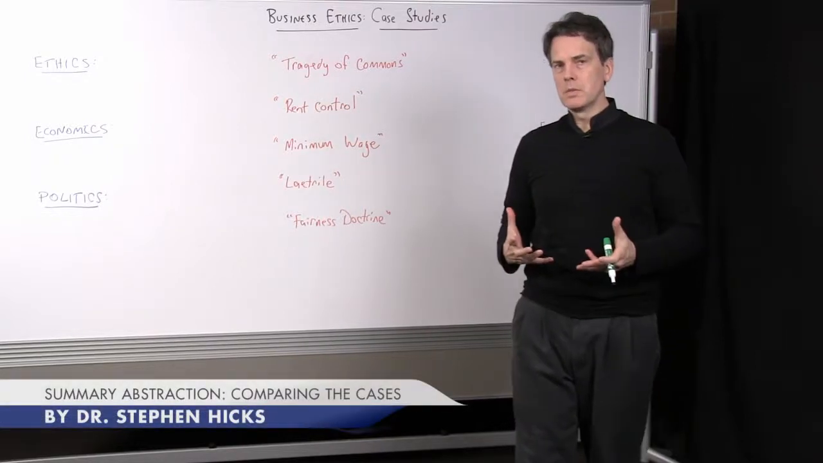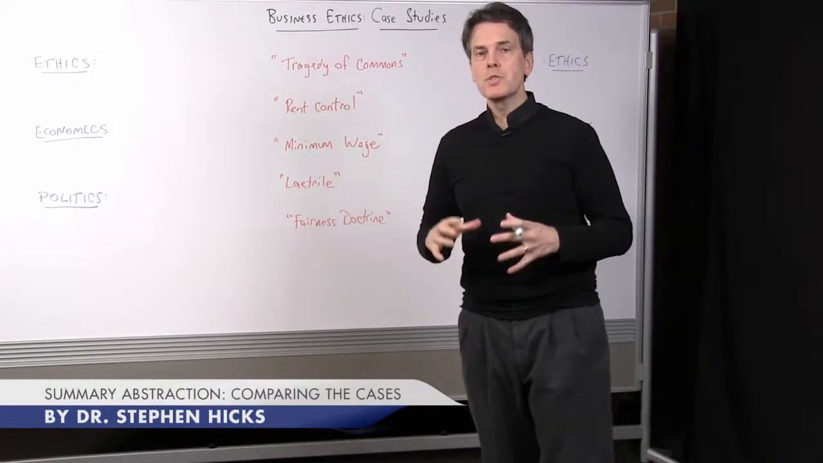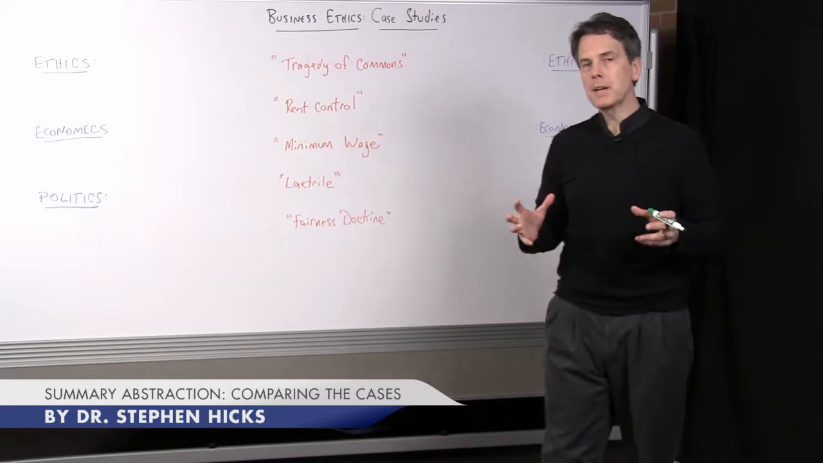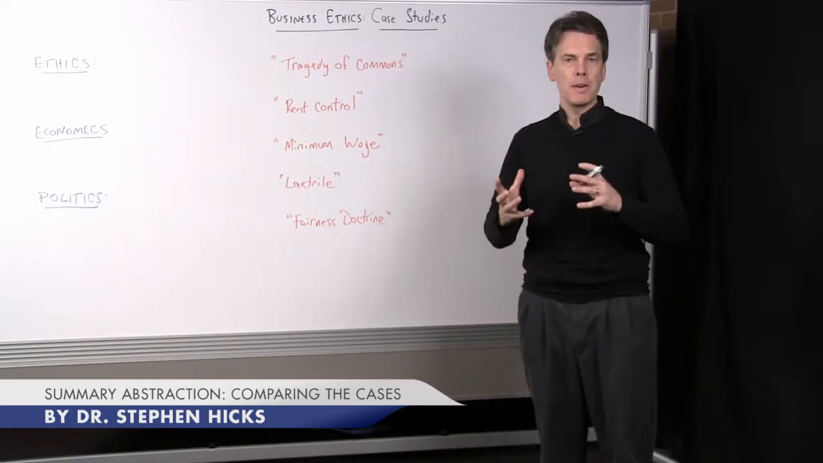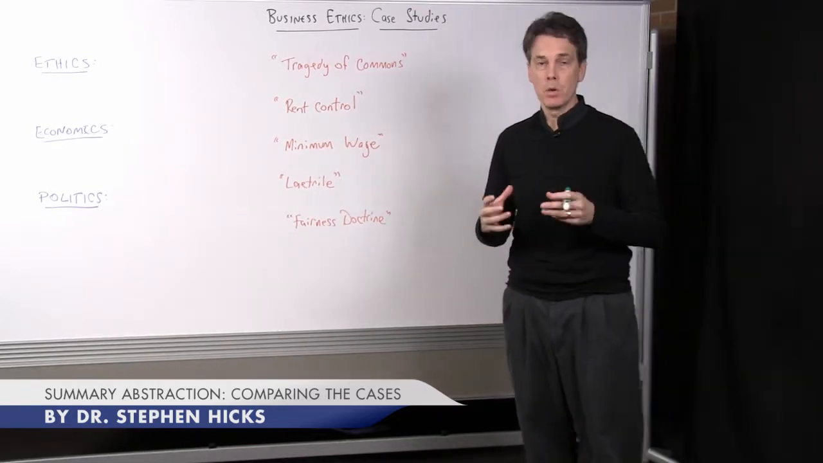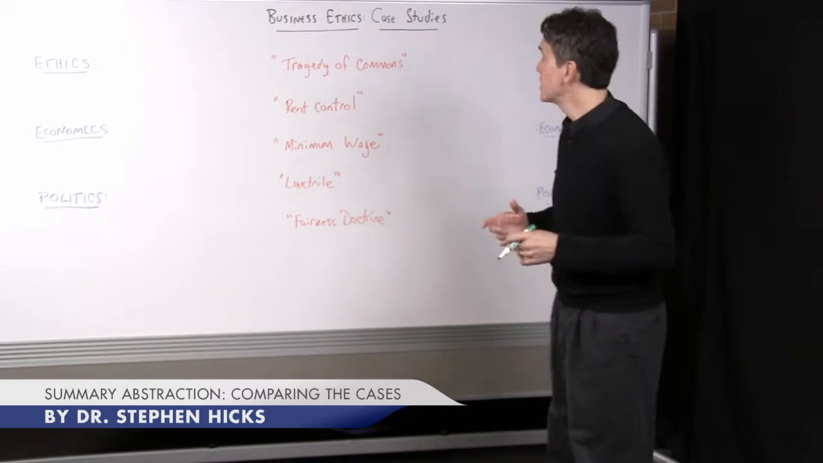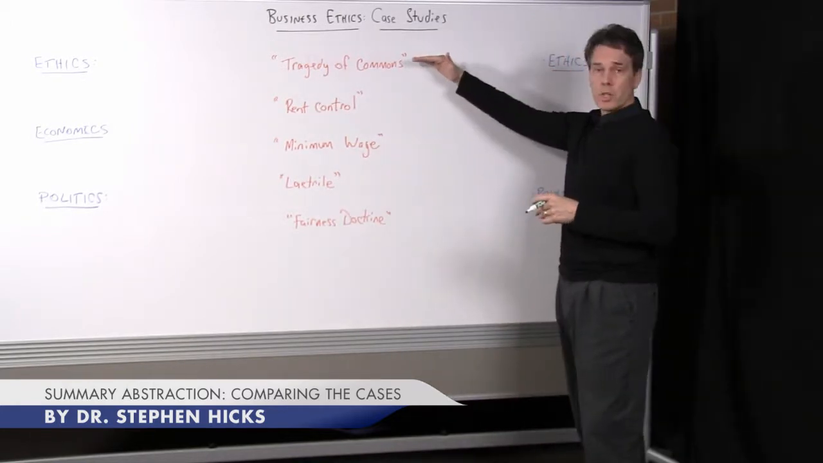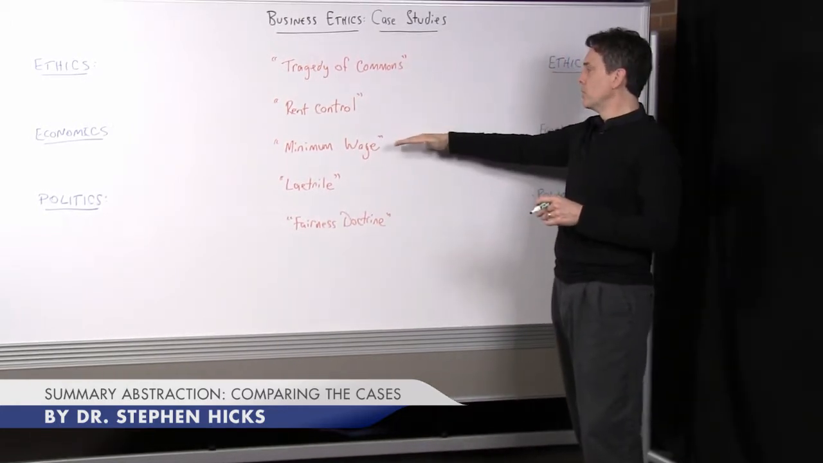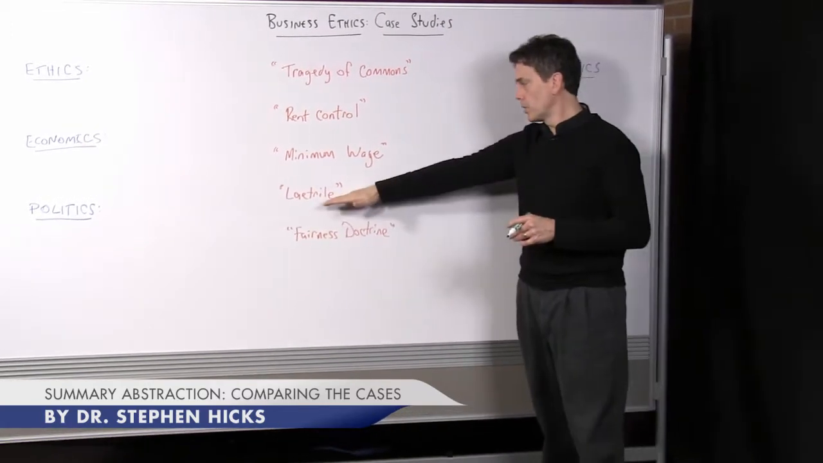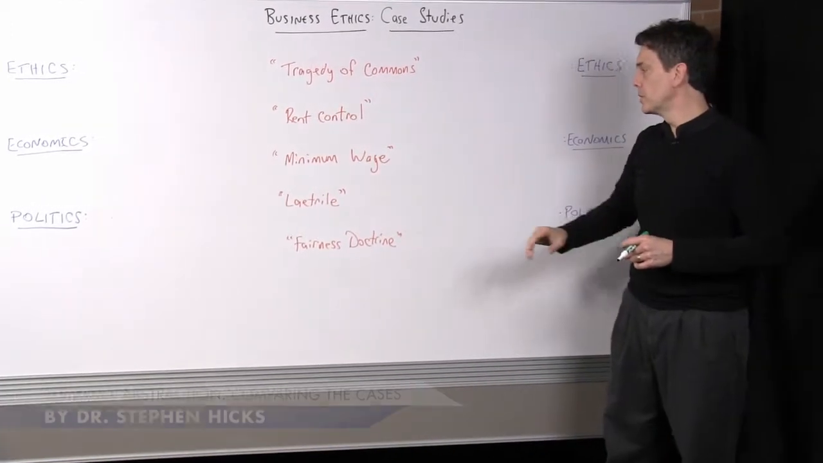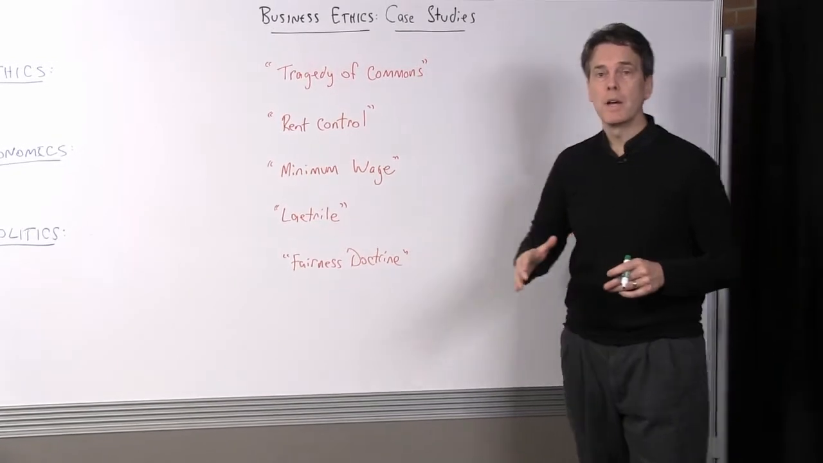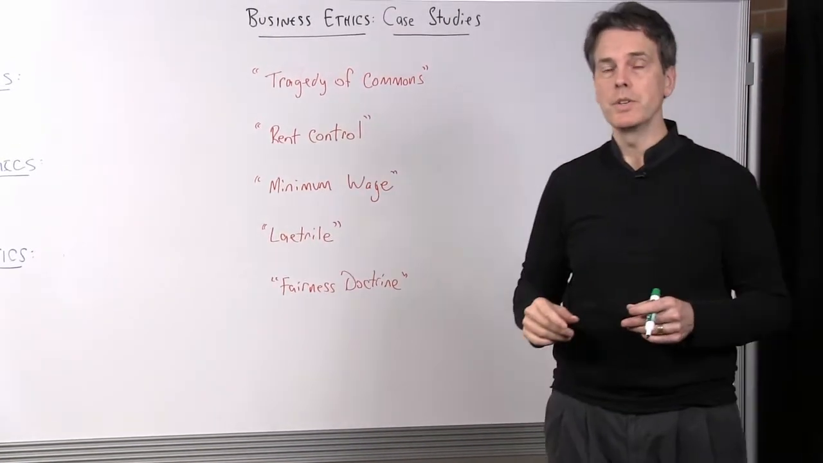Having now done several case studies individually, I want to step back and more abstractly look at the common patterns of argument and counter-argument that go on in the individual case studies. So far we've looked at the tragedy of the commons, the issue of rent control, minimum wage, the laetrile case over experimental pharmaceuticals, and the fairness doctrine as it applied in the telecommunications industry.